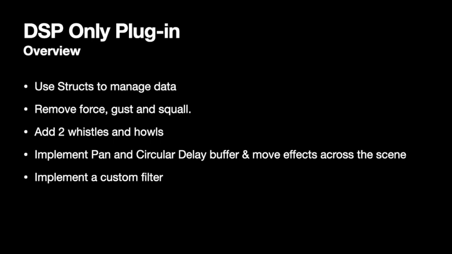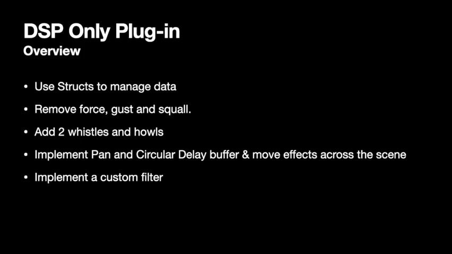In our new plugin, we'll use structs to manage the data. We'll remove the force, gust and squall. I'm going to add 2 whistles and 2 howls to make the wind sound a little bit more extreme. We'll implement pan and a circular delay buffer. So actually what will happen is that the sound will seem to move across the stereo field. And then finally I'll show you how to implement a custom filter so you can implement your own DSP functions.